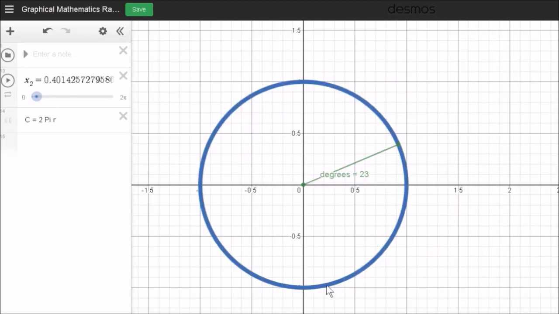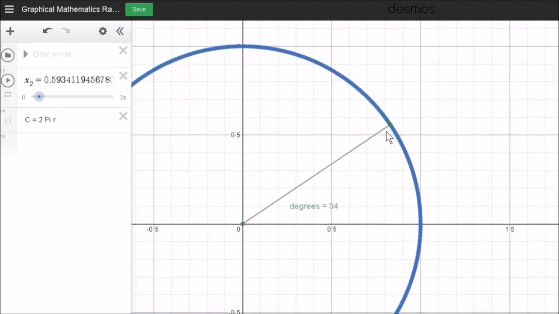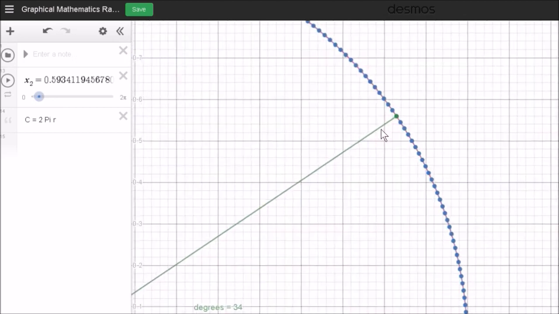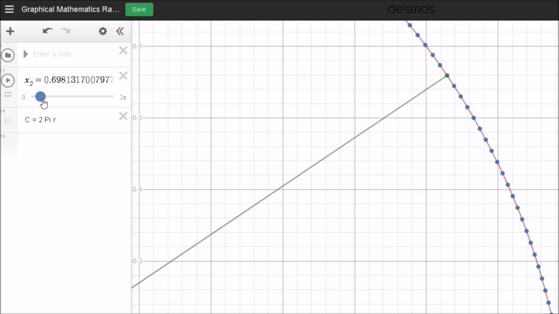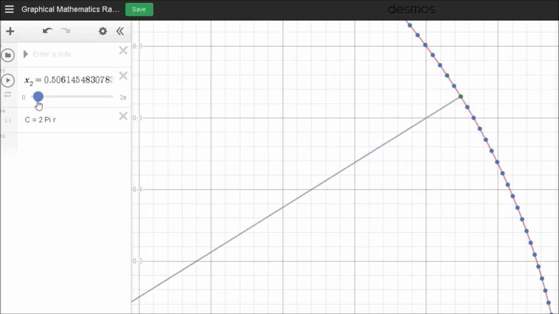So I have the same circle here, and I've split it into the 360 degrees, so you can see the degrees here, and this angle here, we see at the moment is 23 degrees, and we can adjust that 1 degree at a time. So if we zoom into this and have a closer look, you'll see that we can adjust the angle here in single degrees at a time.